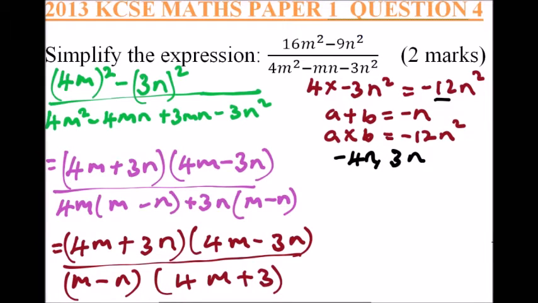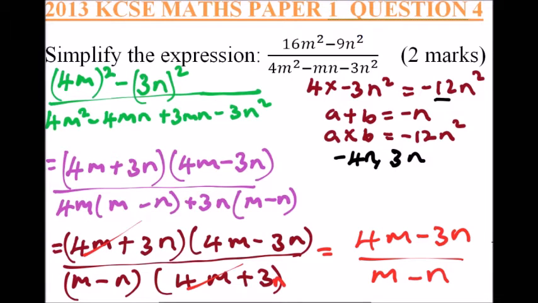you find that we can divide 4m plus 3n. Here we have n, so we will be left with 4m minus 3n. All this is divided by m minus n, and that is the farthest you can simplify that expression. You get yourself 2 marks.